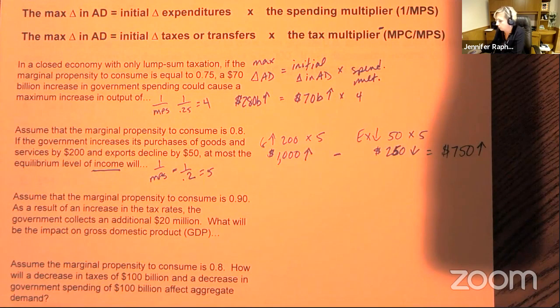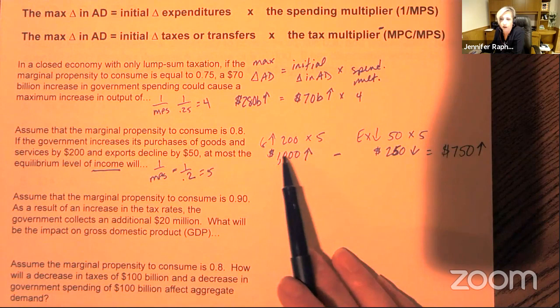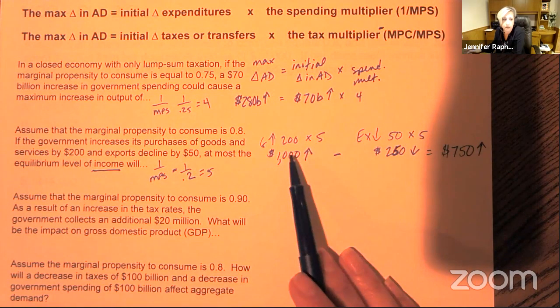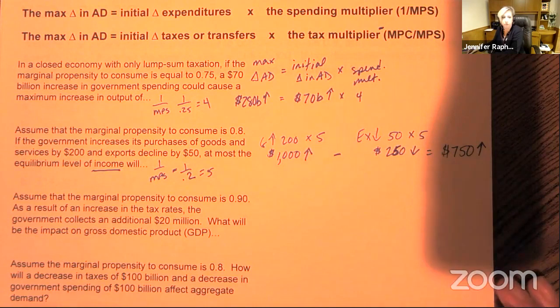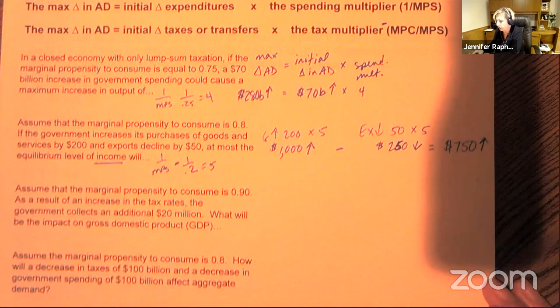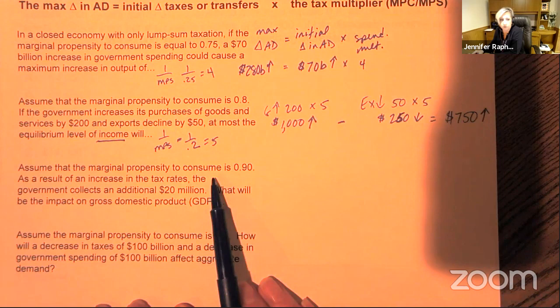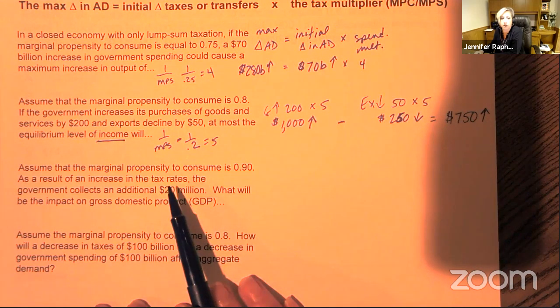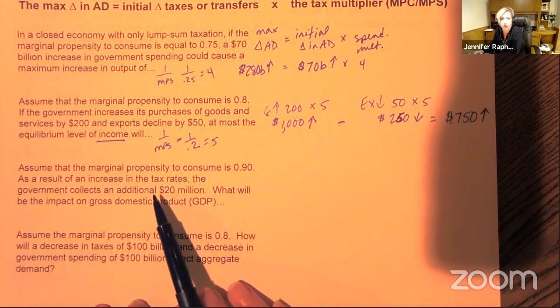Okay, so you can deal with more than one thing going on just by splitting them up and seeing the net effect. Okay, so now let's go down here. Assume the marginal propensity to consume is 0.9. As a result of an increase in the tax rates, the government collects an additional 20 million. What will be the impact on gross domestic product?